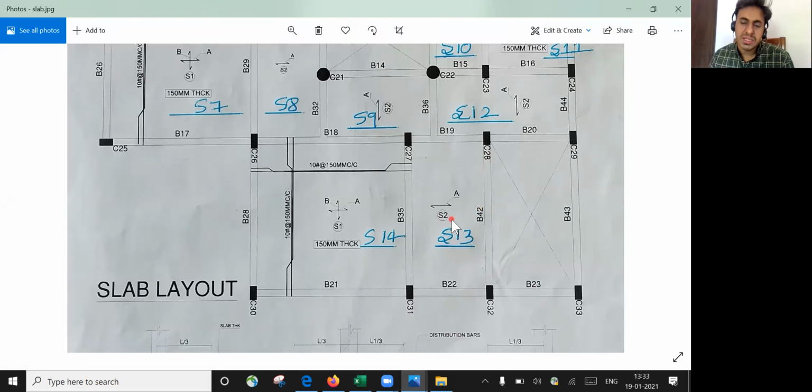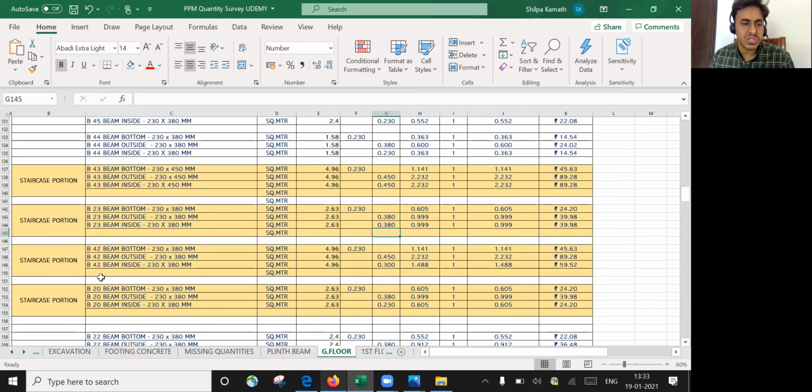That is 150 mm that I need to deduct. So I'll go to the Excel sheet and see the B42 beam. Here this length will remain the same. Outside shuttering will go up to 0.38, so I'll write it as 0.38 here. Beam inside shuttering will be 0.38 minus 0.15, so I'm going to get 0.23.